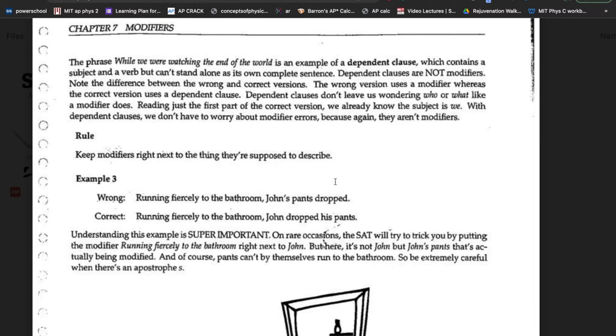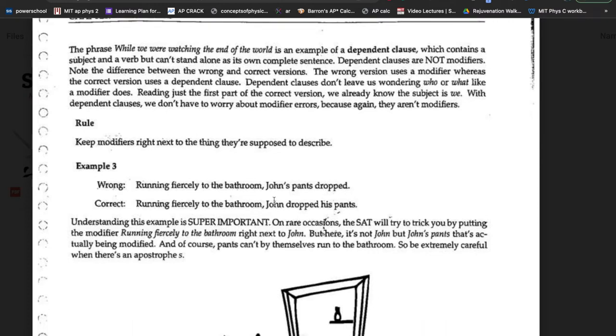So that doesn't make much sense. Running fiercely to the bathroom, John dropped his pants. That makes more sense. The pants are John's, and they're the thing that dropped. So you can read this description. Yeah, pants can't run by themselves. They can't run to the bathroom. John's pants dropped, running fiercely.